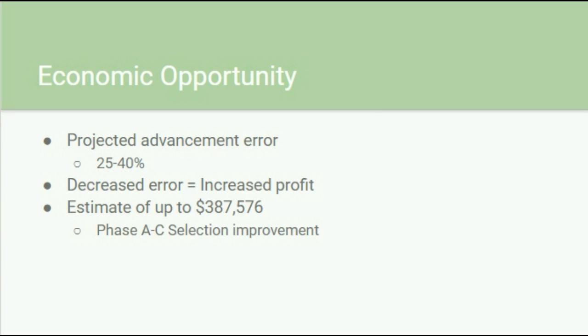There is a lot of room for economic opportunity in the hybrid selection process. Currently, there is a projected advancement error of 25 to 40%, which is costing the company about $400,000 every 3 years. This error has the potential to increase profit when reduced.